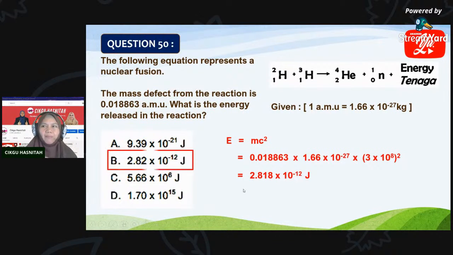So the answer is B. Can you check for me, is this answer correct? Did you get 2.818, or 2.82, which is the same? 2.82 times 10 negative 12 joule is the answer. And if this question comes out in the structure or essay section, please don't forget to write the unit for the energy. So the answer is B, 2.82 times 10 negative 12 joule.